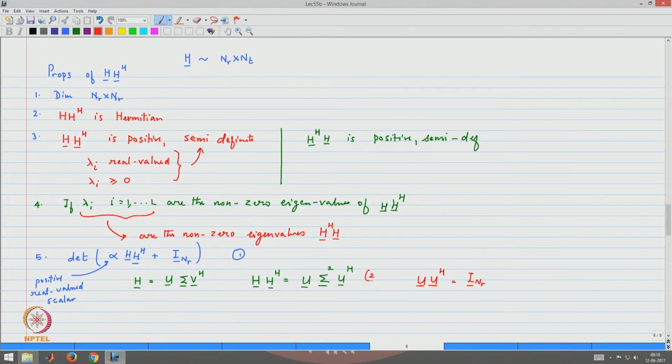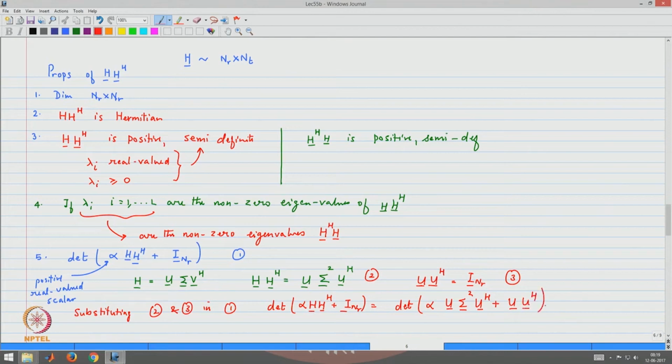So, if I call this equation 2 and equation 3, then substituting 2 and 3 in 1, we get the following expression: the determinant of alpha H Hermitian plus I_NR can be written in the form determinant of alpha U sigma squared U Hermitian plus U U Hermitian. This is the form that we would do.